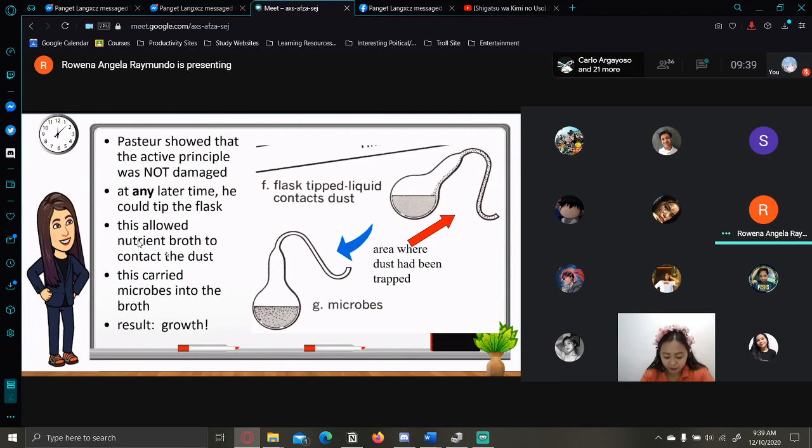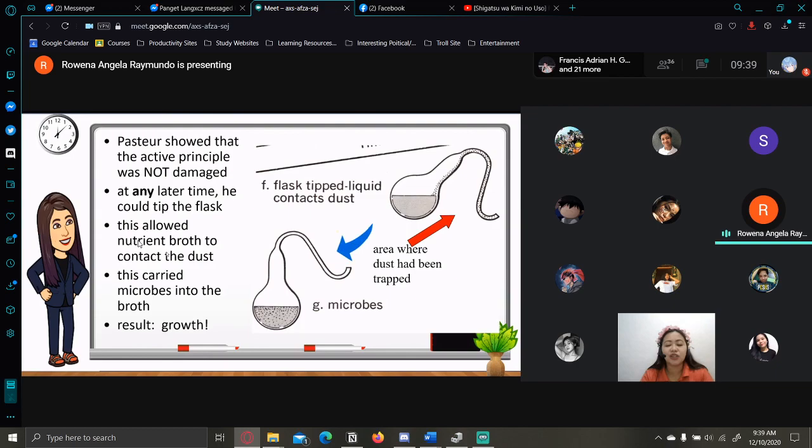Miss, meron po, yes, may sumunod pa dyan? Meron pa po. Louis Pasteur? Opo. Yes. Okay. So, wala na kayong question regarding the early discussions or early experiments. We go to the next one.